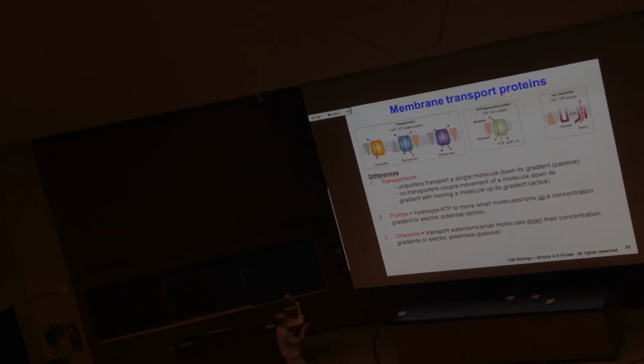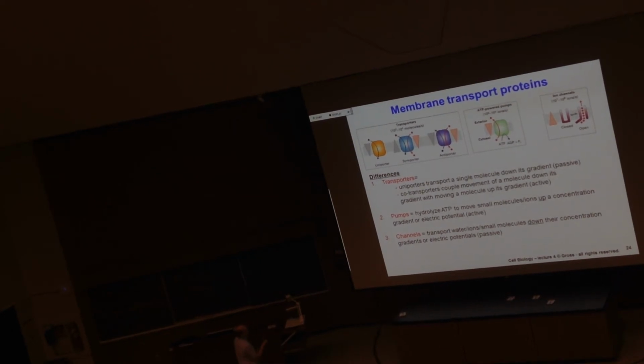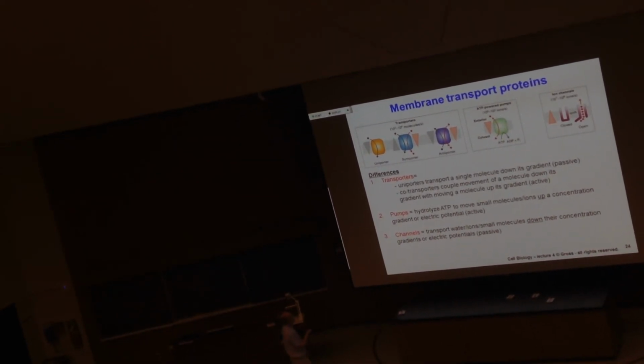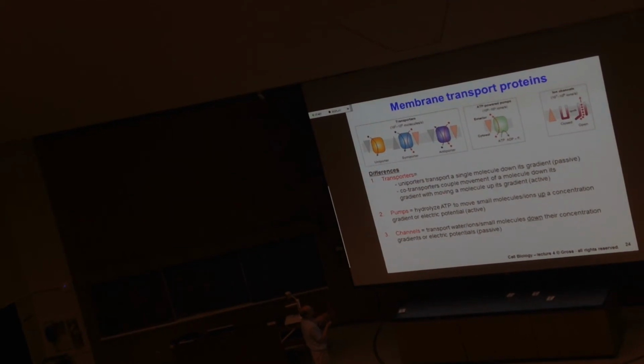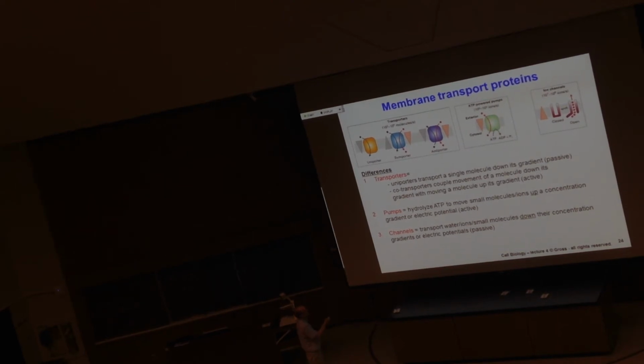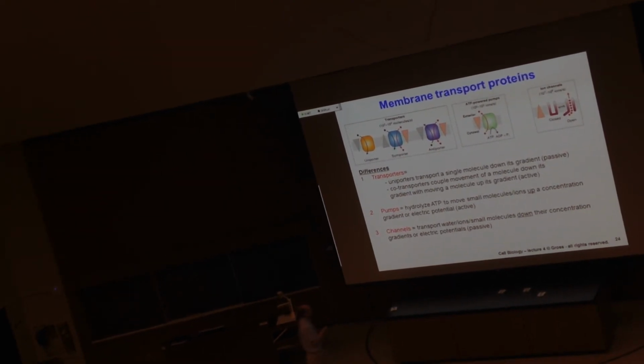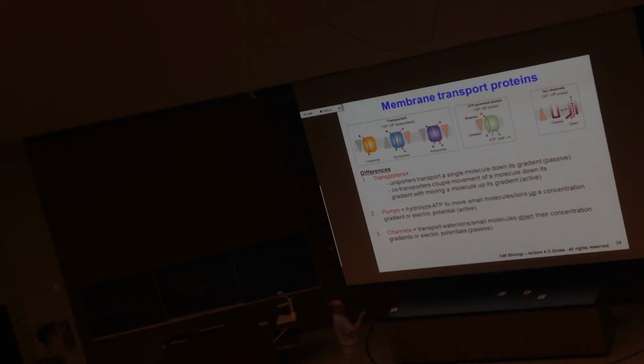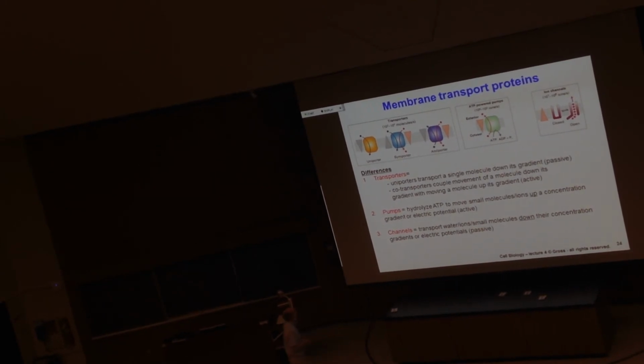The differences are the transporters. The uniporter is just diffusion, it's passive. The co-transporters are active in the sense that they're burning energy in the gradient to transport something against its gradient. The pumps are hydrolyzing ATP to move something against the gradient, but the channels are just passive and allow things to move down their gradients.